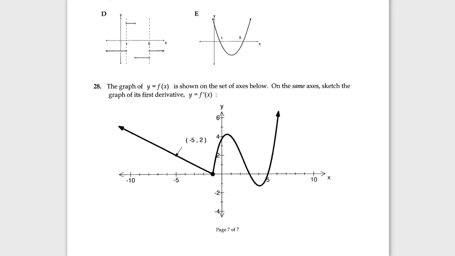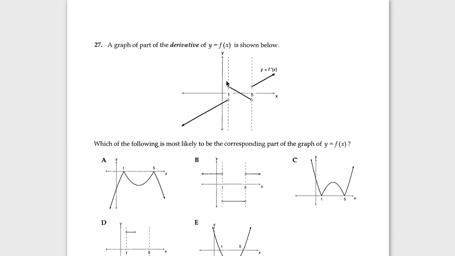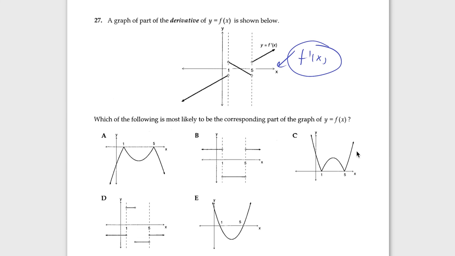Next question, stuff we talked about last lesson again, drawing the derivative graph. A part of the derivative f'(x) is shown here, so this is the derivative graph, and it asks you to draw the original graph.